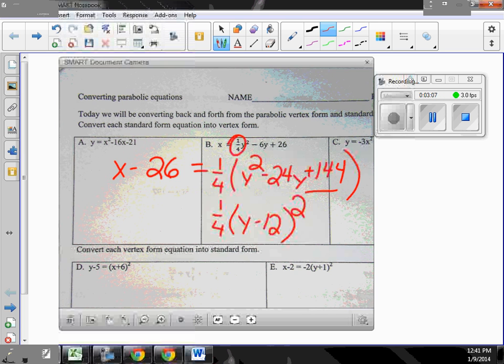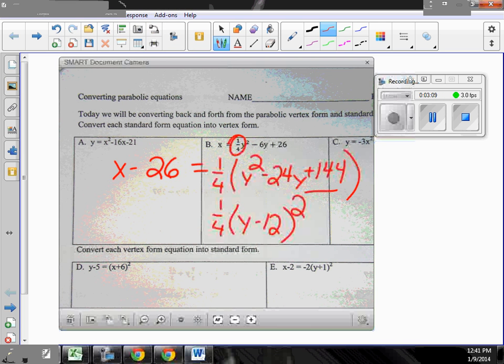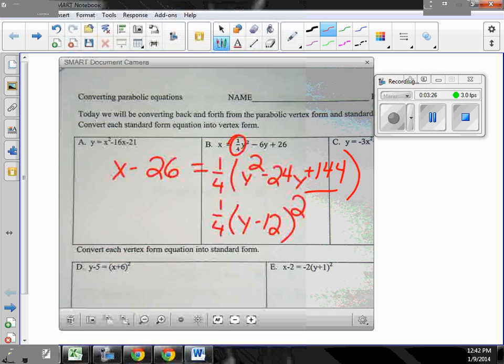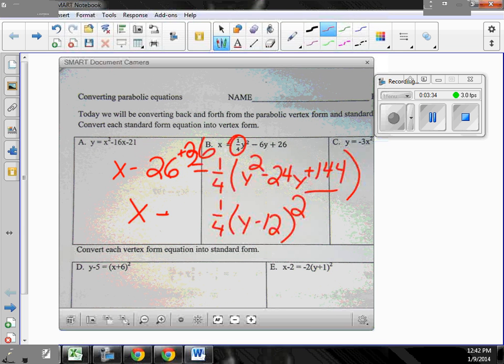It's a 144 hiding underneath a 1/4. So when I pull that out of the parentheses and it gets hit by a 1/4, what does it turn into? Well, what's 1/4 of 144? You guys are just trusting me. You don't even have your calculators out. 36. So it's really a positive 36. So when I add 36 to the left side, I get x plus 10. What direction does that parabola open toward? It opens to the right. Correct.